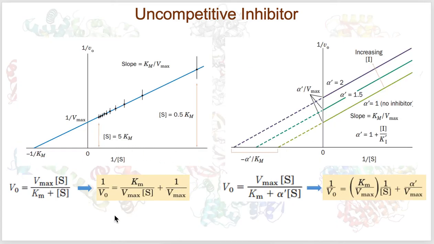And this graph shows the equation of the reaction rate when an uncompetitive inhibitor is added. It's like this: V0 equals Vmax times substrate concentration divided by Km plus alpha prime times substrate concentration. The value of alpha prime is equal to 1 plus the concentration of inhibitor divided by K, another constant. This is the linearized form of the reaction rate, and if we plot this equation in the graph, it looks like this.